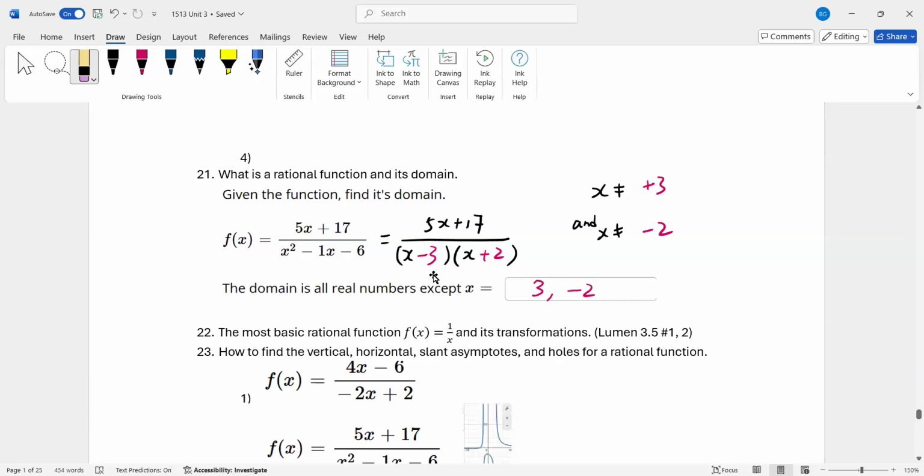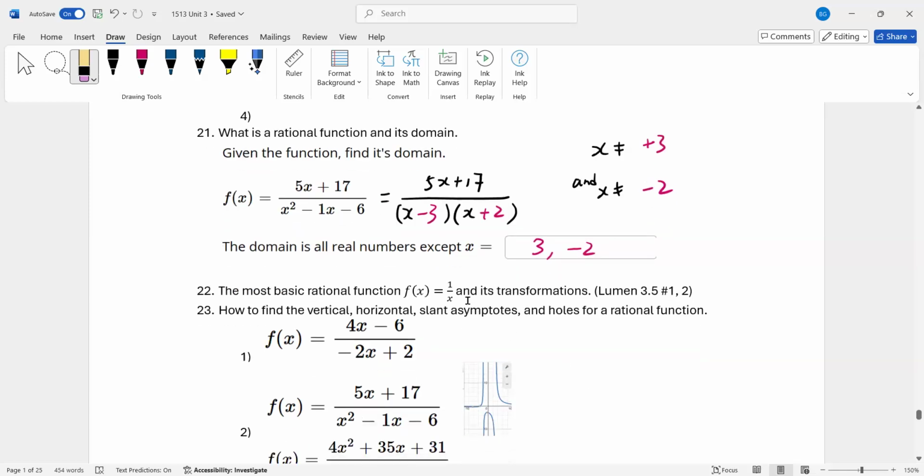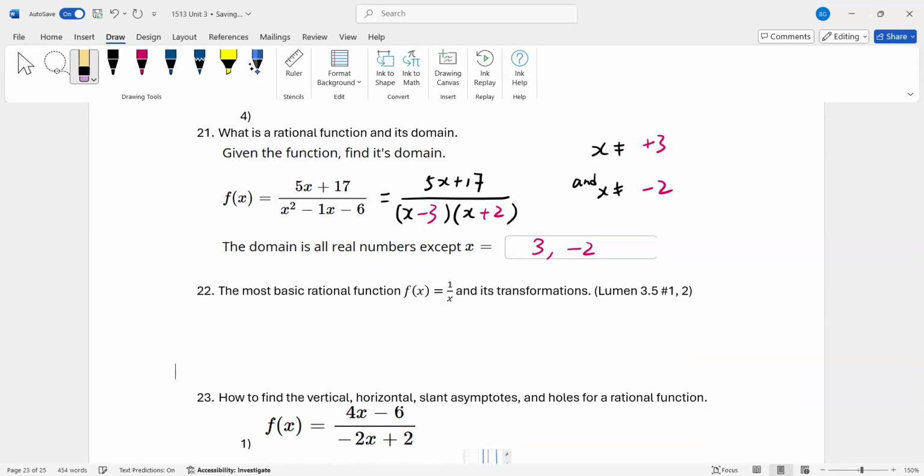Next topic, we want to talk about the graph of a rational function. Generally speaking, the graph of a rational function has multiple branches. The simplest rational function is the reciprocal function, y equals 1 over x. We want to spend a little time to look at the first two questions in Lumen for section 3.5 and get familiar with the graph of this rational function.